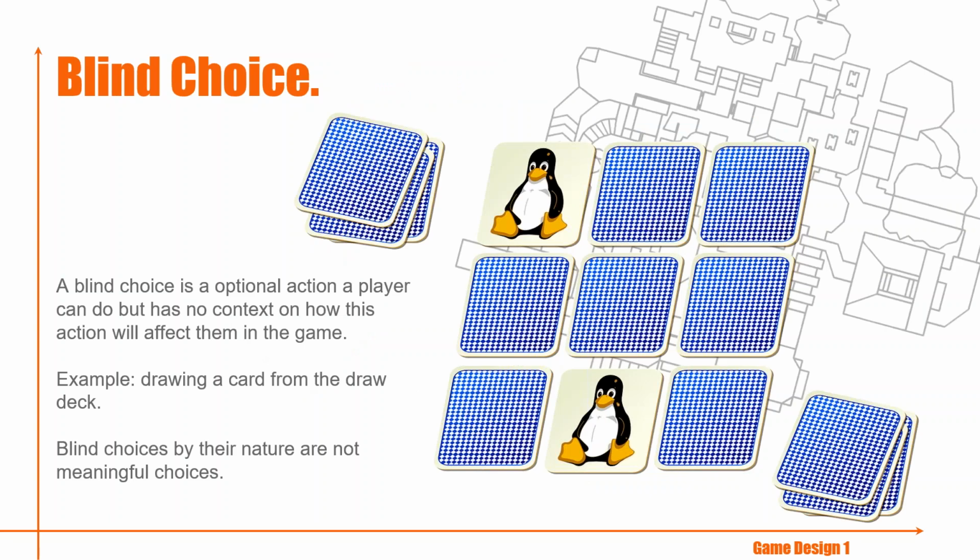Our first one is blind choice. Blind choice is an optional action a player can do but has no context on how this action is going to affect the game. An example is drawing a card from the deck. When you draw the card, you're hoping for the best. However, you have no concrete evidence that you're going to get what it is that you need. Blind choices, by their very nature, are not meaningful choices.